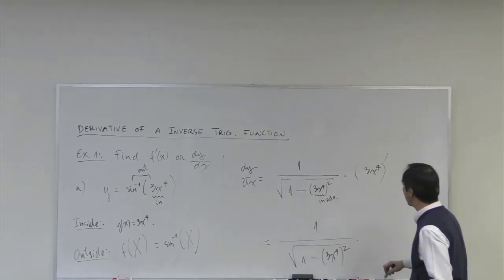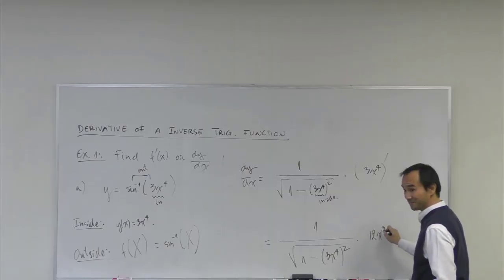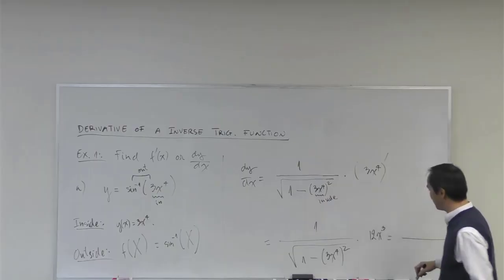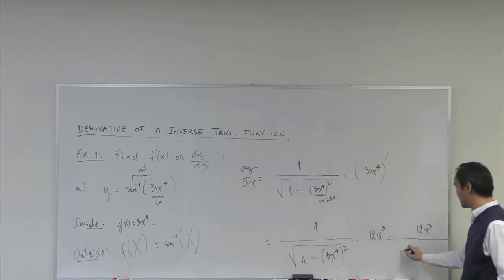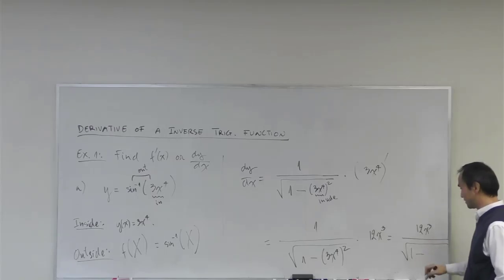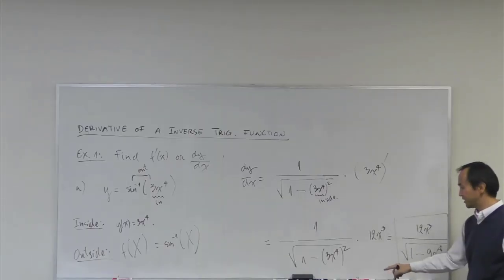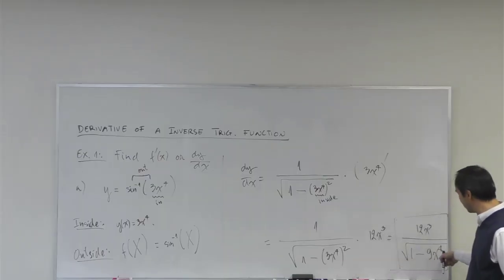And we multiply that with the derivative, which now gives me a 12x cubed, right? So all together, we're putting that all in one fraction. It's 12x cubed, divided by the square root of 1 minus, and then here it's going to be 9x to the 8. That's our final answer. Squaring that 3x to the fourth is going to give me 9x to the 8.